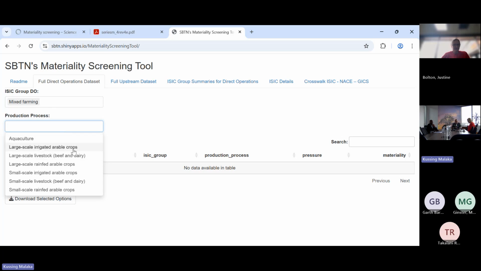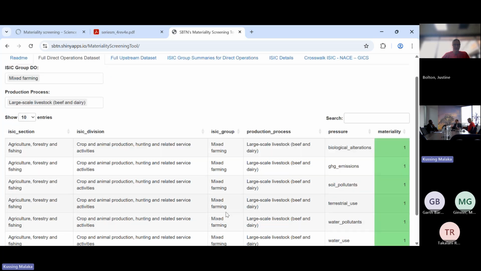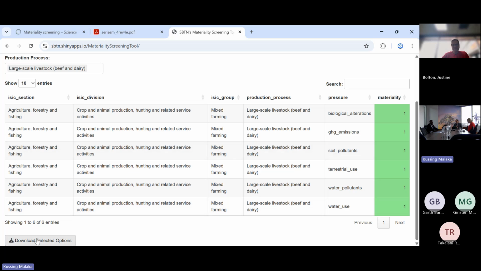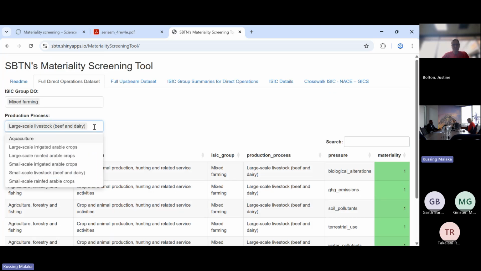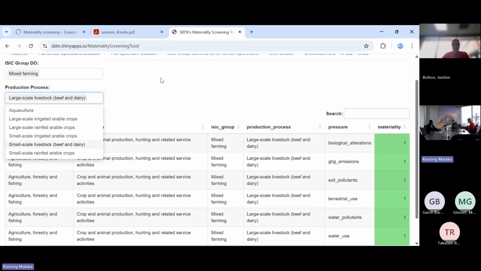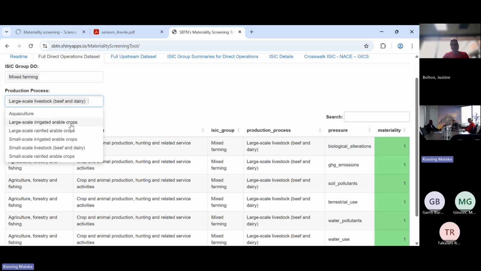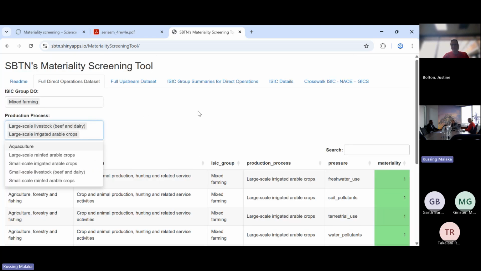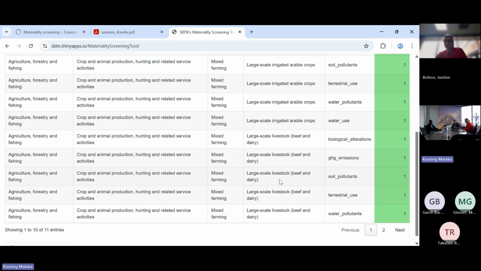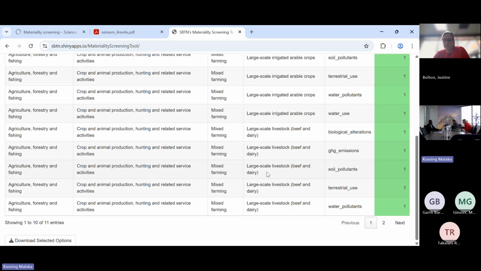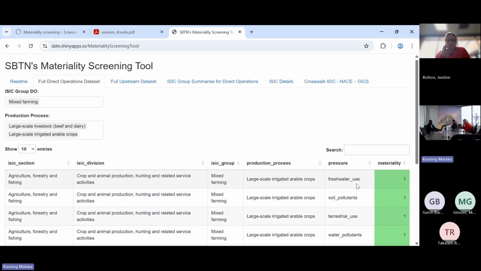So is it large-scale crops? Is it livestock? So it's beef and dairy livestock. And then once you select that, it will just give you a list, and then you can download the list here. But there will be more than one activity related to that farming process. So you can select as many as possible here. So if you have mixed farming, you also have arable crops, you can add them. And it will start giving you what is material and what is not material, and from which pressure category.